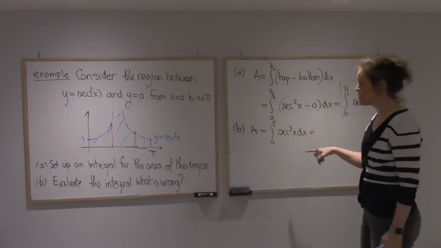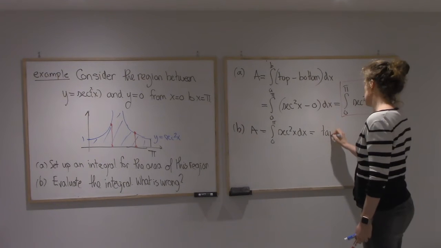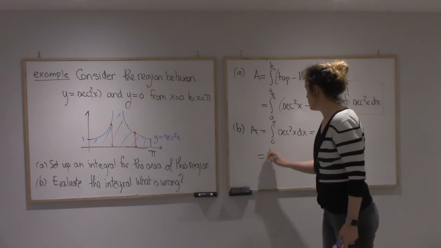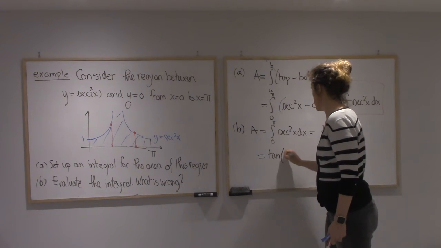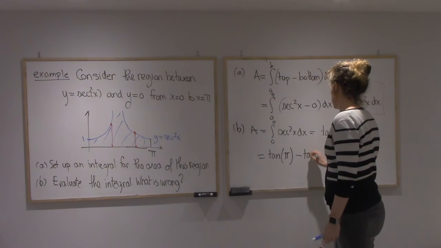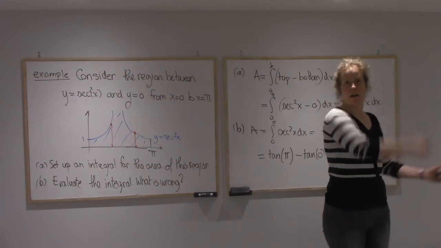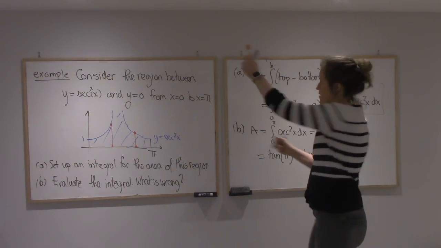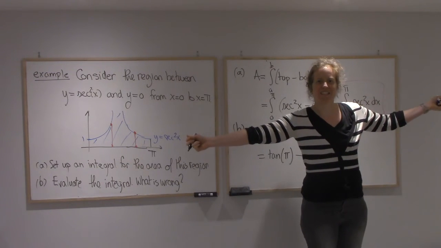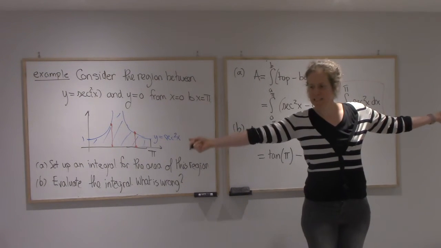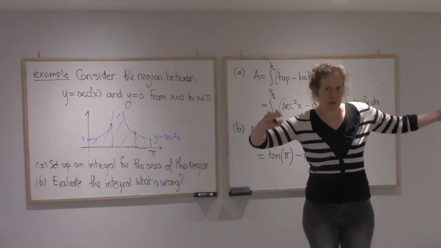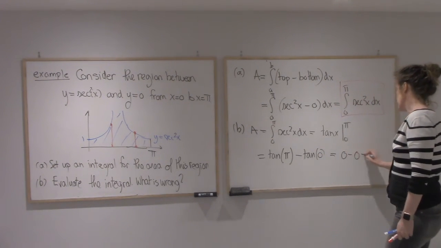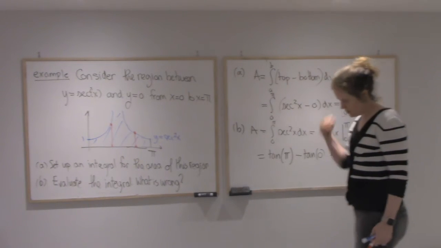The integral of secant squared is tangent. I'm going to go from 0 to pi, so I'm going to plug in pi first, minus tan of 0. Pi is this angle. The slope is 0, so tangent is 0. And 0 is the same line, so both have slope 0. I get 0.